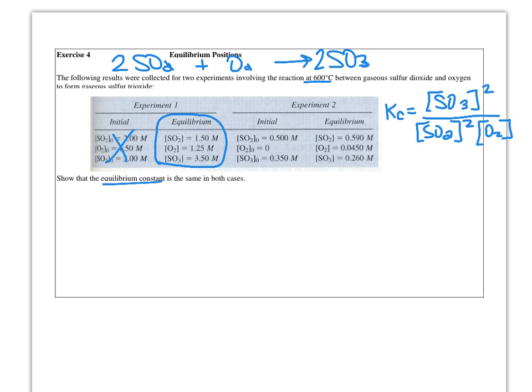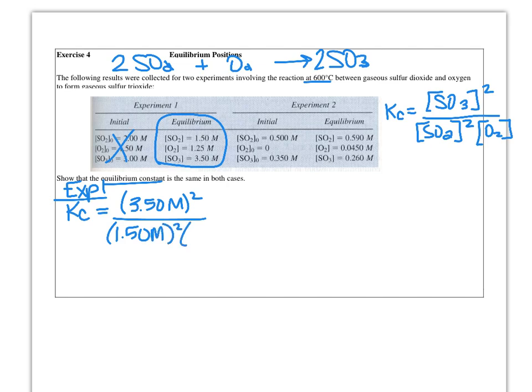So I'm going to plug in. I got Kc for experiment 1, okay? So I'm going to plug in what I have. Experiment 1, Kc, I'm going to start with 3.50 molar squared over 1.50 molar squared times 1.25 molar.